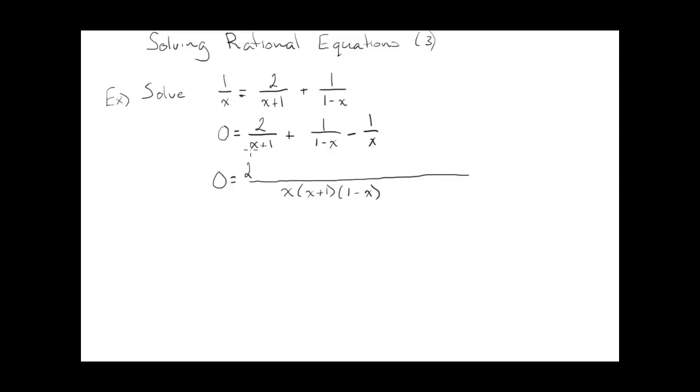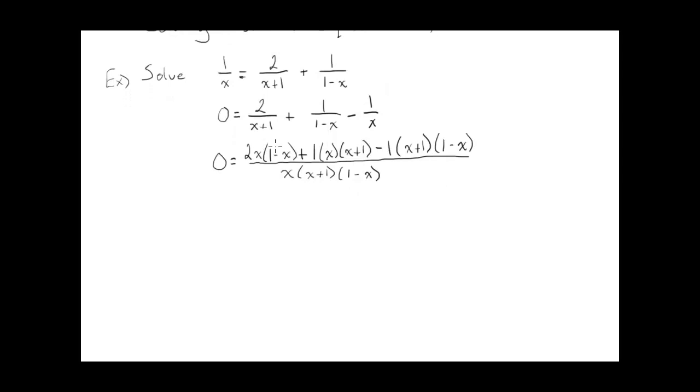So this one was already over x plus 1, so I need to multiply the 2 by the other denominators. This 1 was already over 1 minus x, so I have to multiply it by x and x plus 1, minus 1. And then this 1 was already over x, so I need to multiply it by x plus 1 and 1 minus x. So now I have kind of like the first example where I have one rational term, it's a big rational term, equals 0.